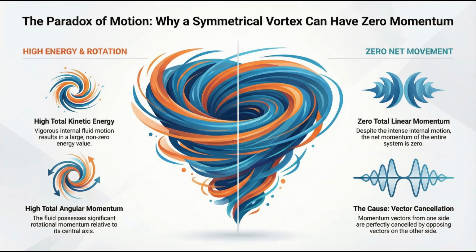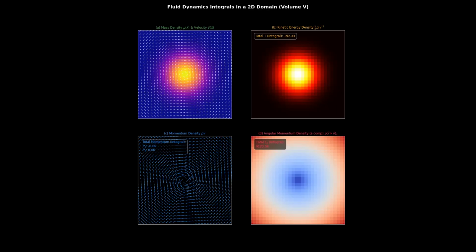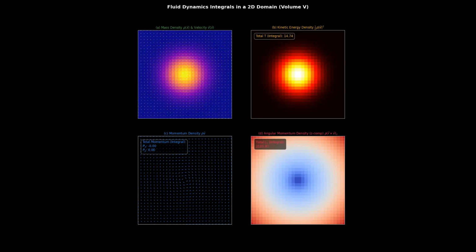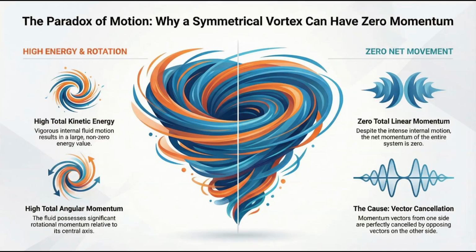Second, symmetry just changes everything, right? In a perfectly symmetric system, like a fluid vortex spinning evenly, all that super vigorous internal motion doesn't mean the whole system is actually going anywhere.